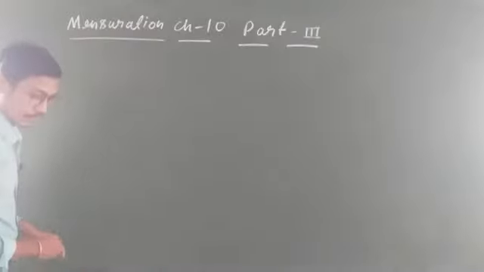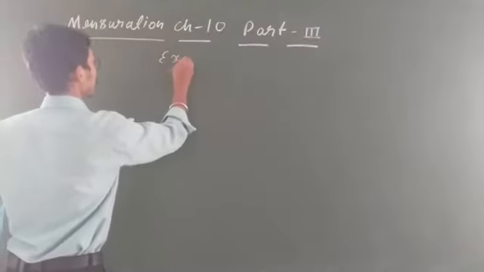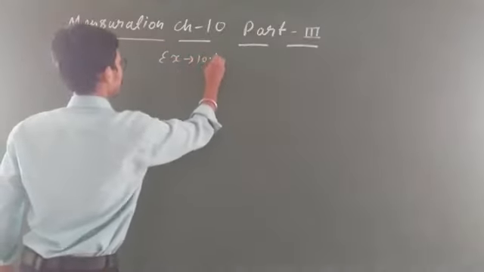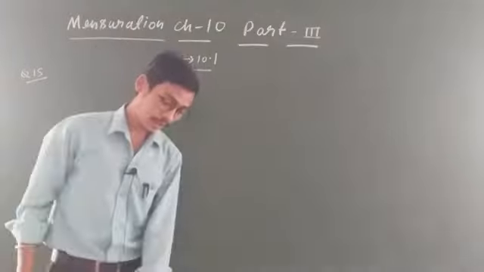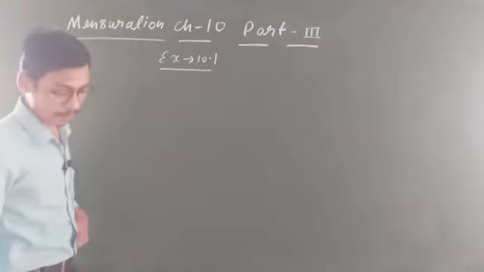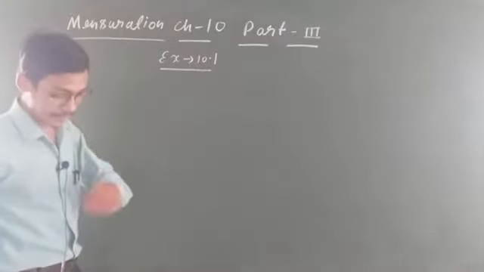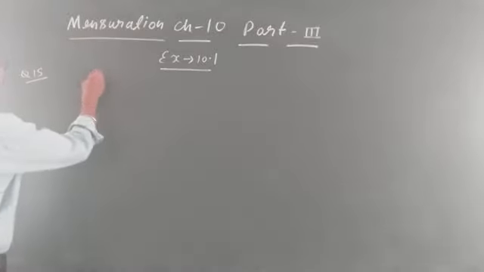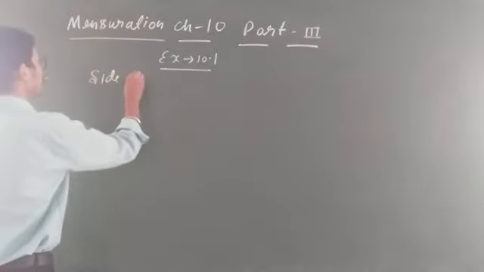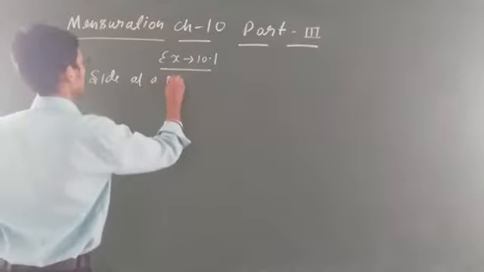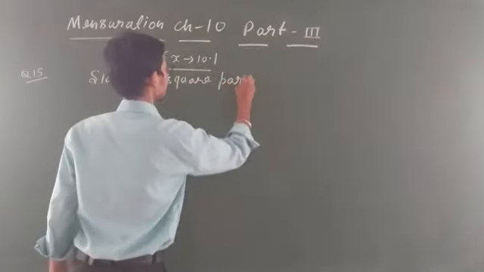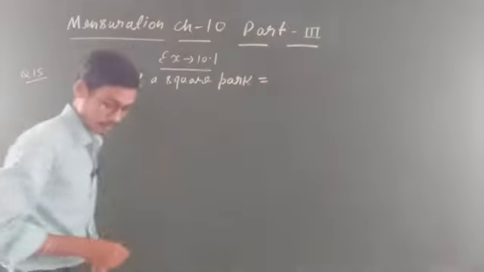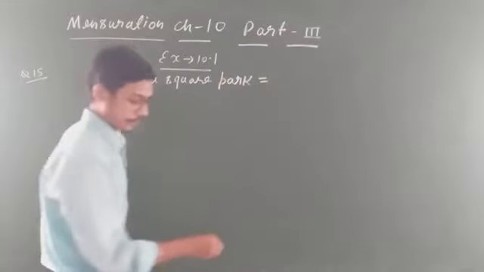Exercise 10.1, question number 15. Yes, student, what is given in the question? Sweetie runs around a square path of side 75, that is, the side of the square path is equal to 75.